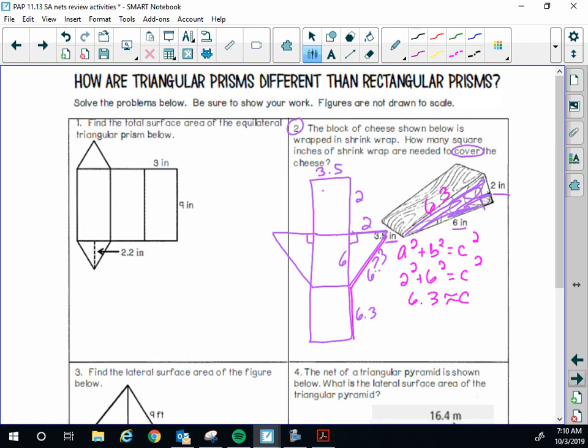This first rectangle right here would be 3.5 times 2, which is 7. This rectangle in the center would be 6 by 3.5, which would be 21. The bottom rectangle would be 3.5 by 6.3, which is 22.05.